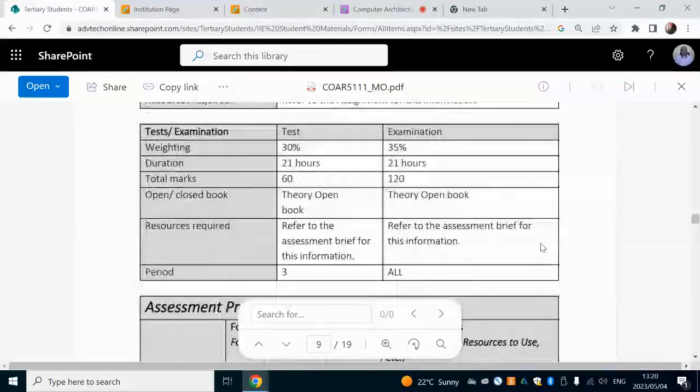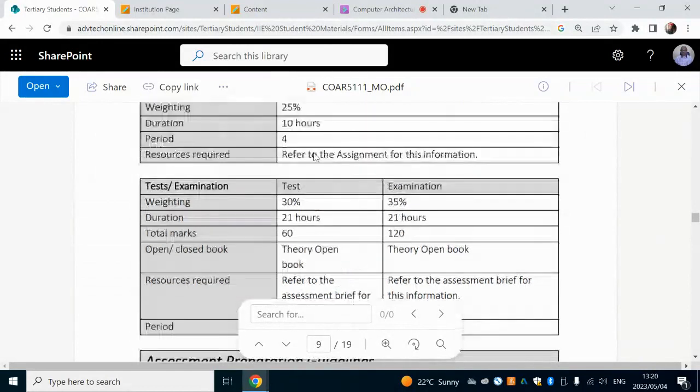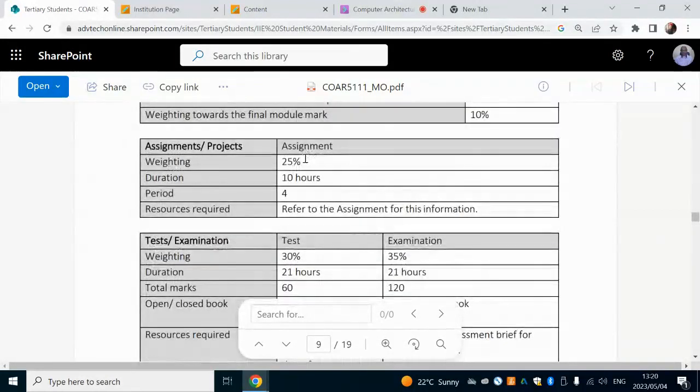Assessments. Here it says my test counts 30%. So I've completed my assignment, which was 25%. I've completed my ICE, which is 10%. So 10 and 25, 35% of the module you've completed already. Test and examination is left now. So 35%, that's not enough to pass the module. You need to pass the test. You need to pass the final exam.